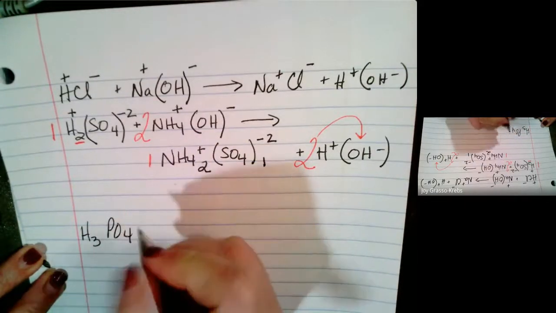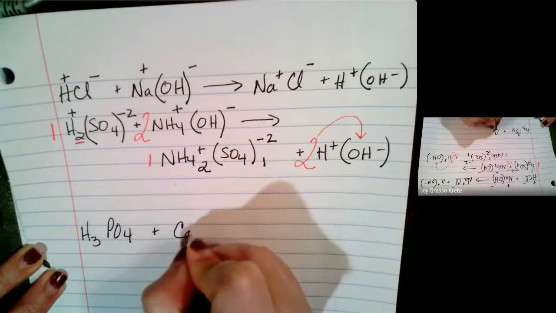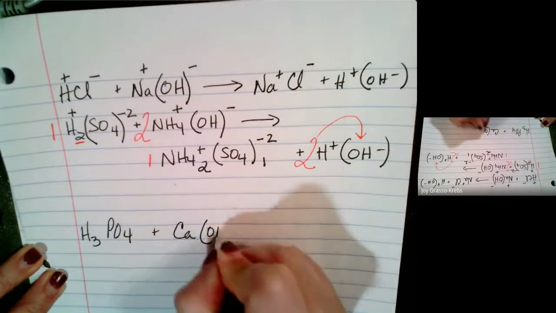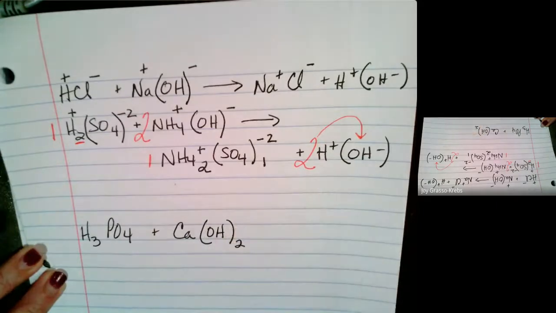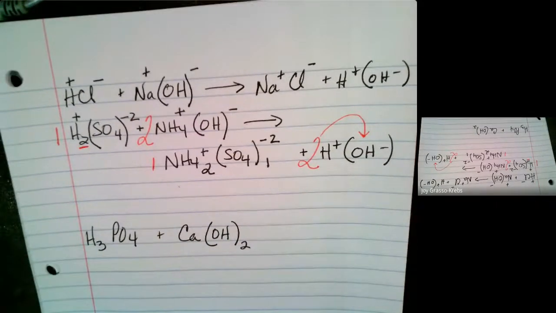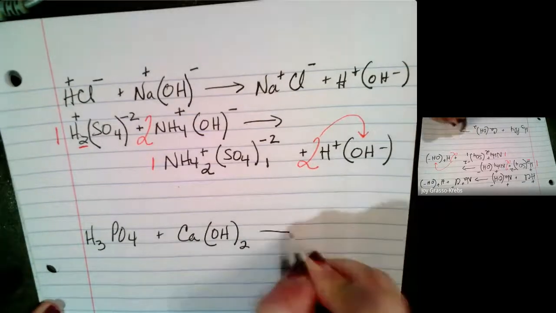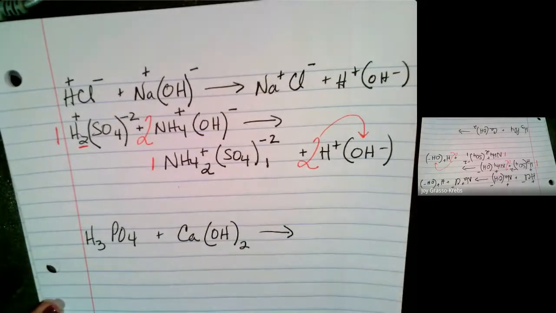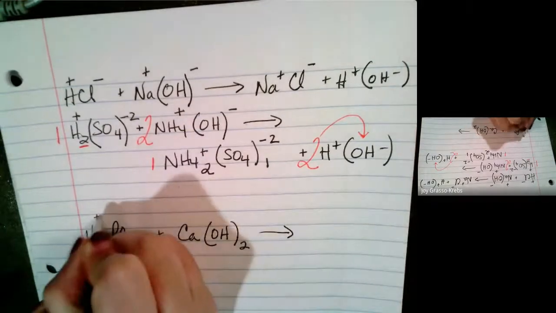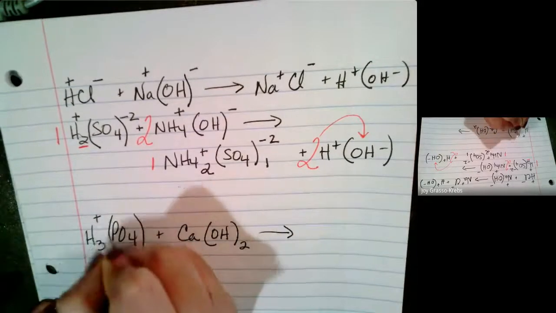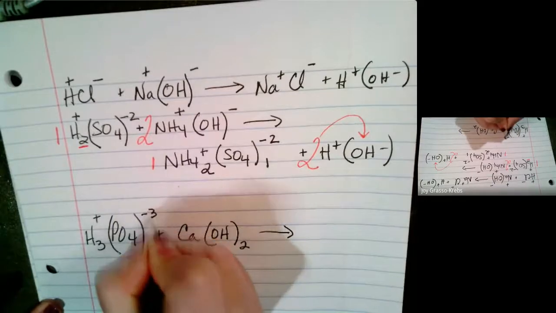H3PO4 plus Ca(OH) taken twice. Acid, base. Now, let's not forget, we can always use the reference tables to look at these. But isn't it true we should put the charges in first? This is a plus, and this PO4 is a -3.